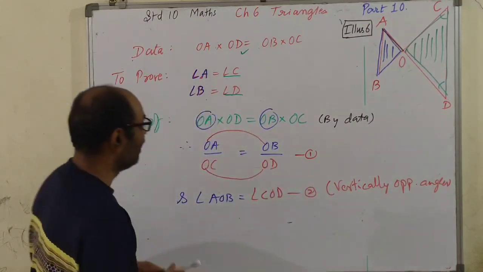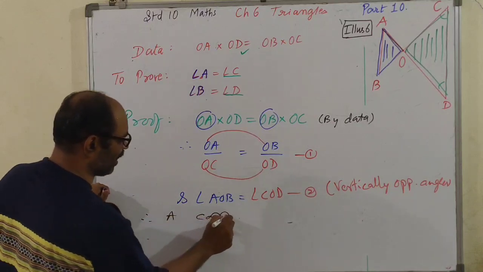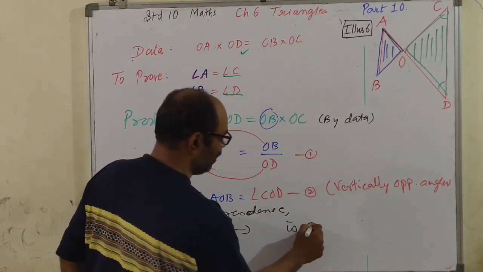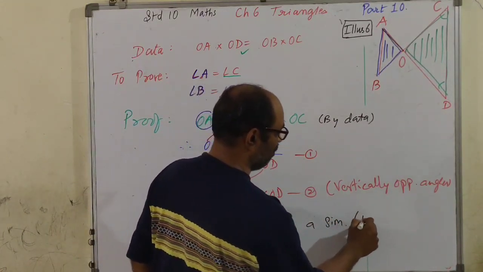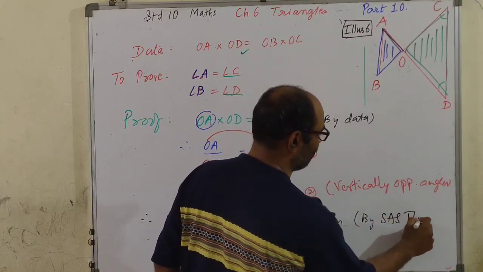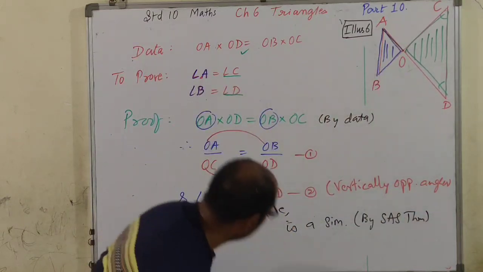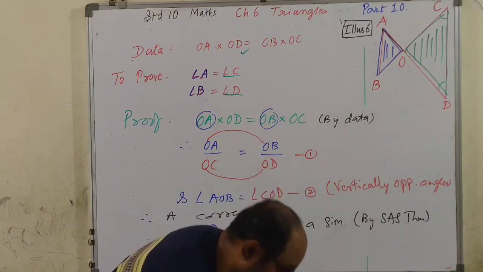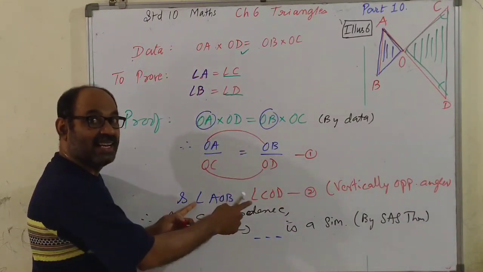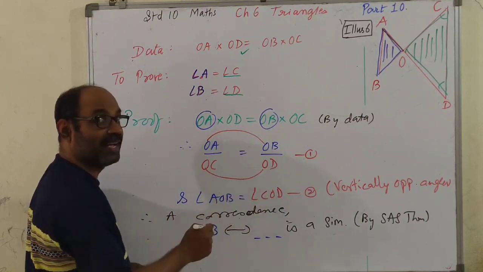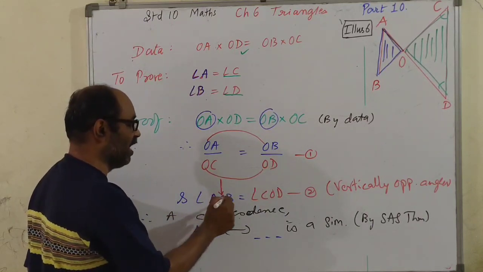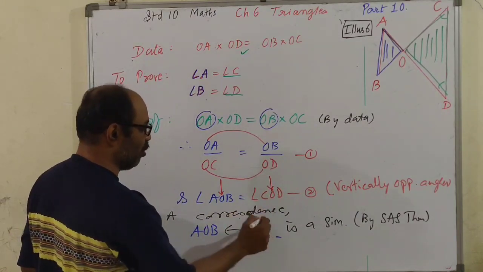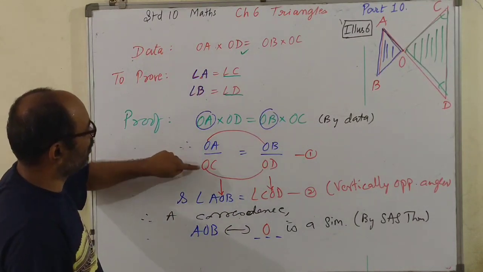So you can say, therefore, a correspondence, I am writing directly now, a correspondence, dash corresponds to dash, is a similarity by SAS theorem. चलिए, ब्लू का मैं लिख देता हूं AOB, रेड का हमें लिखना पड़ेगा क्या? Any angles are equal? Yes. Angle AOB is equal to angle COD. So which correspondence? बीच में देखो, O corresponds to O. Blue O corresponds to red O. Blue O बीच में, so red O बीच में. Now it is confirmed O corresponds to O.